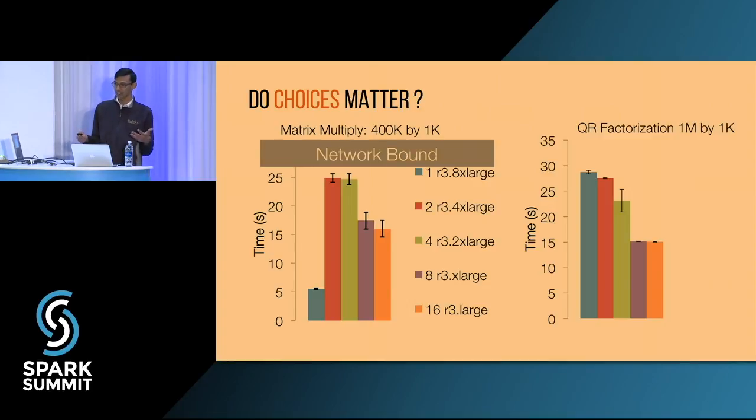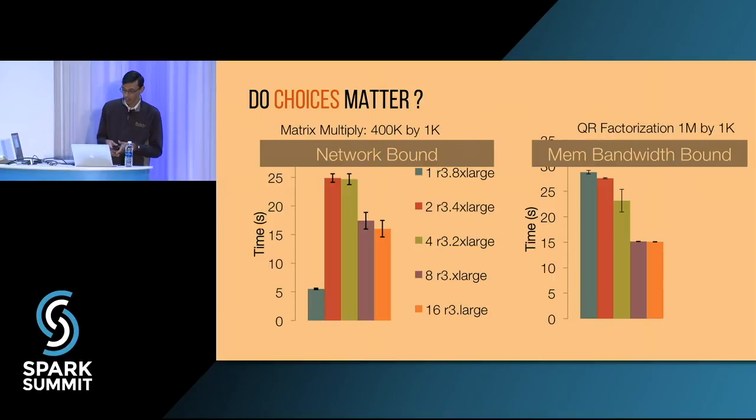We investigated this a little bit more, and the main reason is that the bottleneck resource that the workload is using a lot changes based on what workload you use. Matrix multiplication, for example, is network bound. So if you use one large machine, there is no network access, and so it actually runs really fast. On the other hand, QR factorization was memory bandwidth bound. And when we use 16 small machines, we're getting a lot more memory bandwidth than what we can get from one large server.